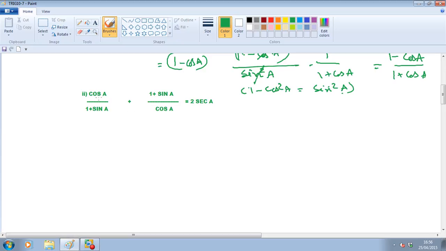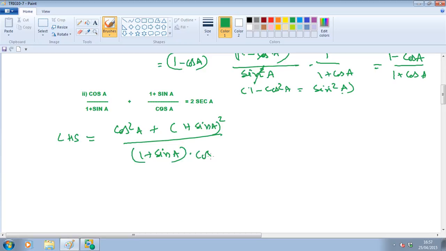Next problem, here cos A. So if we cross multiply, we will get the answer. Just see here, if we take the common denominator, it's equal to cos A into cos A is cos square A plus 1 plus sin A whole square. This is LHS, divided by 1 plus sin A multiplied by cos A.